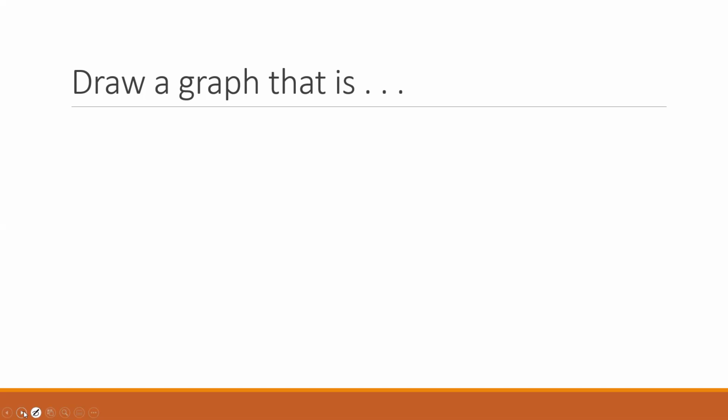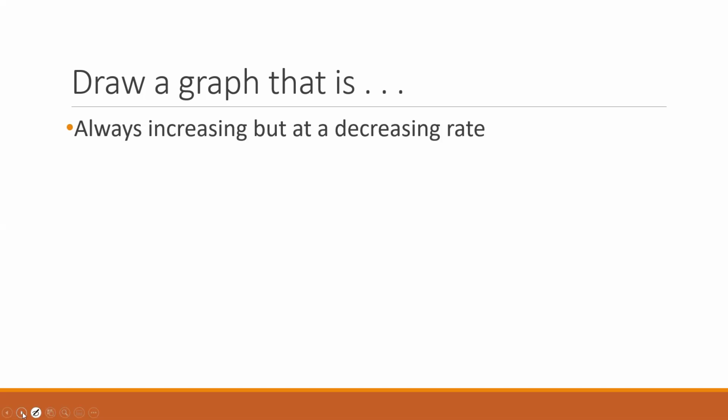So our first one that we're going to attempt to draw is always increasing, but at a decreasing rate. So always increasing means that it is uphill. That's the colloquial word that we used. Decreasing rate: rate of change refers to the slope, which is the steepness of the line. And so if the slope is decreasing, this must be getting flatter.